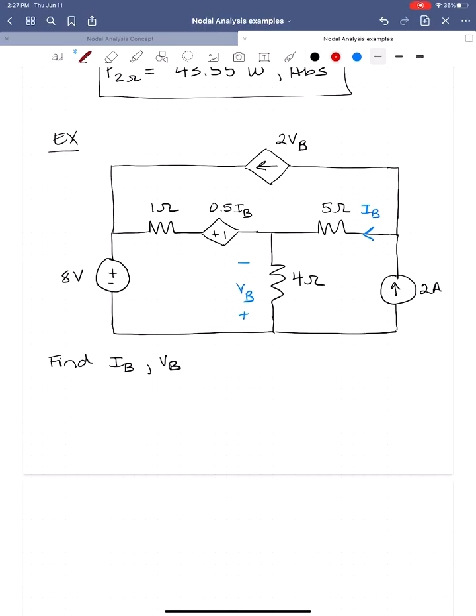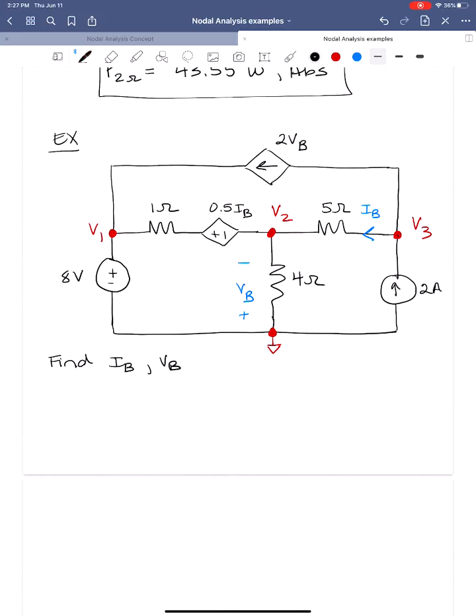Okay, so let's label some nodes here. There's a node here with 3 or more connections. There's a node here with 3 or more connections. There's a node here with 3 or more connections. And there's a node here with 3 or more connections. So I'm going to ground this bottom node, for a good reason, because this 8-volt source is isolated between this node here, which I've labeled as V1, and the ground node. So this means, just like the example we worked before, that V1 is equal to 8. And then I've labeled the other 2 nodes here.